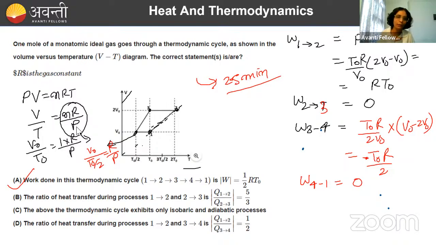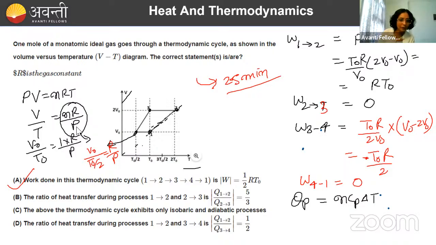Now ratio of heat transfer during process 1 to 2. Process 1 to 2 is isobaric, and in an isobaric process we can write heat very easily. Q in an isobaric process, that is QP, will be equal to n CP delta T. I have discussed how we write heat in different processes. If constant volume, QV will be n CV delta T. If constant pressure, QP will be n CP delta T. And if it is a polytropic process, I have given the value of C, so heat will be n C delta T.